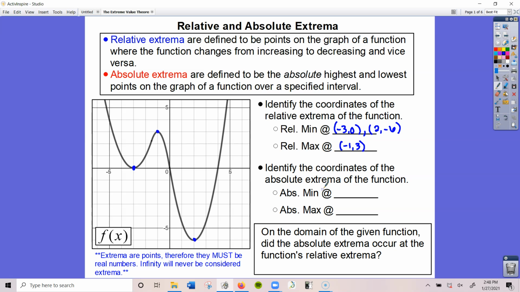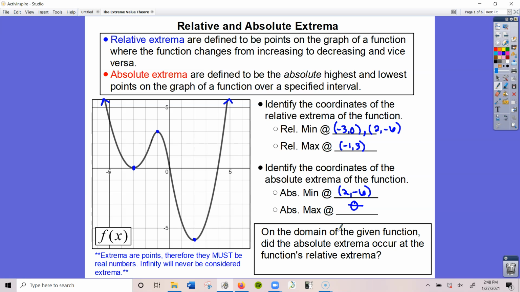Now the coordinates of the absolute minimum, we have to look for the absolute lowest point of the graph, which is this one here, as we said before. So this is (2, -6). When we're looking for the absolute maximum, although this is a maximum, it is not absolute since the graph goes on forever up towards infinity. This particular function does not have an absolute maximum because infinity is not a real number, and extrema are considered as coordinates, not infinity. So infinity cannot be a coordinate because it's not a real number.